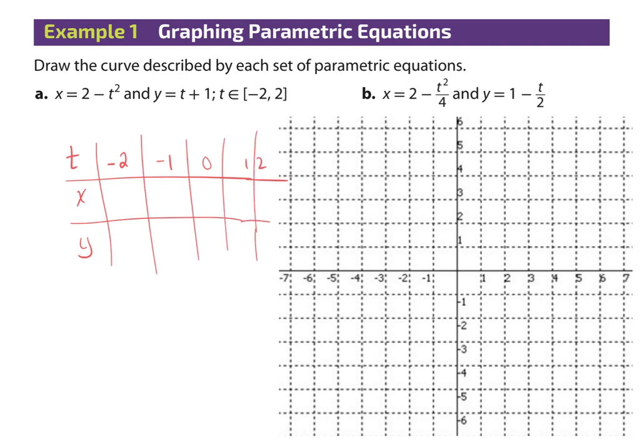We plug each of those into my functions. If I plug in a -2 into my x function, I'm going to get 2 minus -2 squared, so I'm going to get a -2 there. If I plug in a -1, I'm going to get 1. I plug in a 0, so on and so forth for x's. And then I'm going to do the same thing for my y. I'm going to plug in a -2 into my y function, -2 plus 1, -1 plus 1, and get all of those answers there. All right?